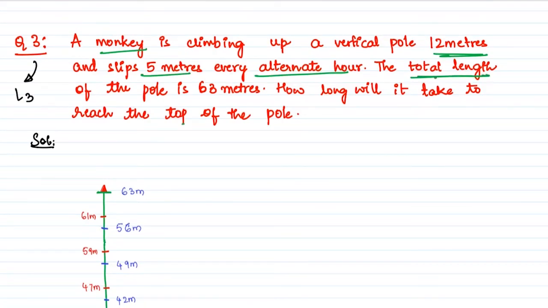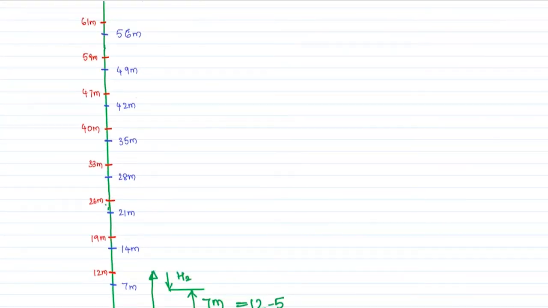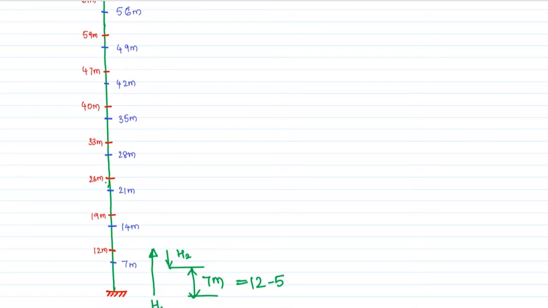Now, the total length of the pole is 63 meters. How long will it take to reach the top of the pole? All right. So now let us see what is the closest multiple of 7 here. So why are we seeing the closest multiple of 7? Let us see the movement of this monkey.